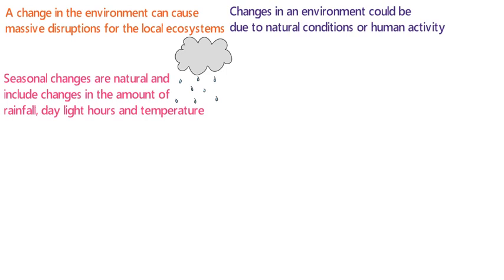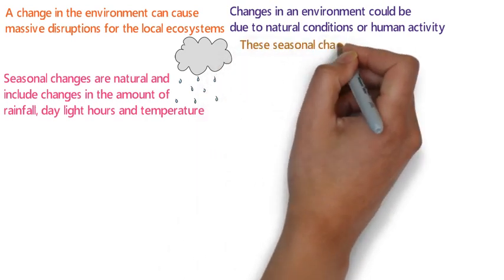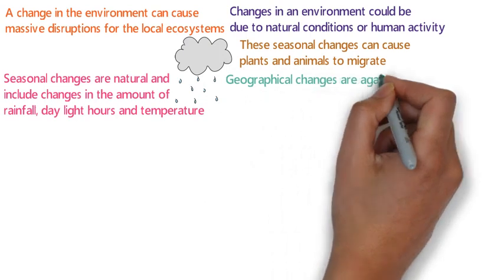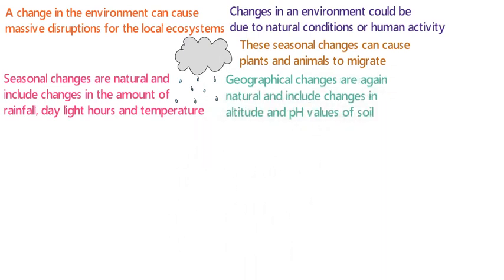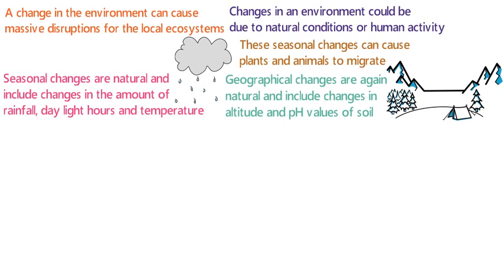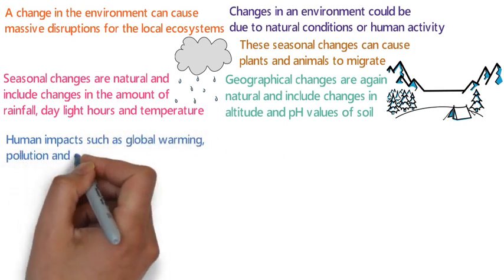And these are just the changes we can see. Other changes, such as the availability of water, will also affect plants and animals. These seasonal changes can cause plants and animals to migrate to other areas with more suited conditions. Geographical changes are again natural. Animals and plants will be adapted to allow them to survive in specific areas, such as at high altitudes or acidic pH values of soil.